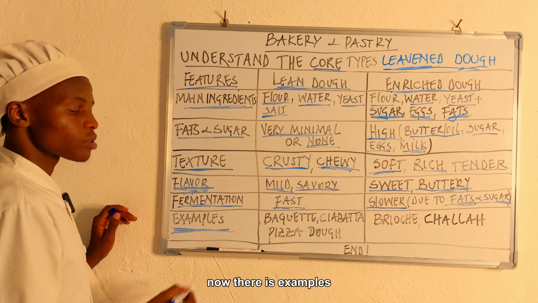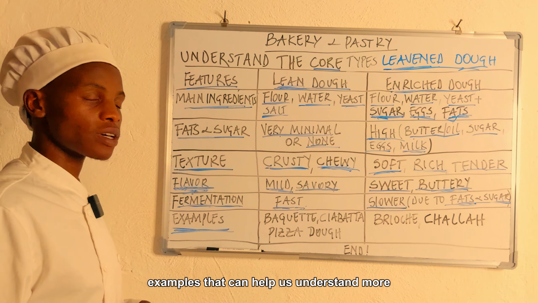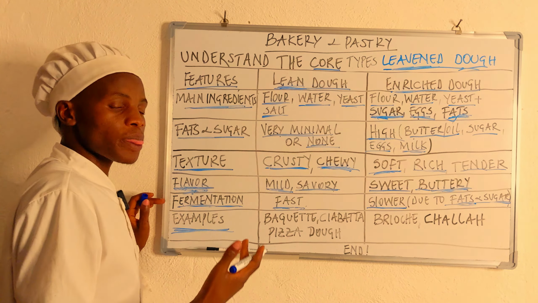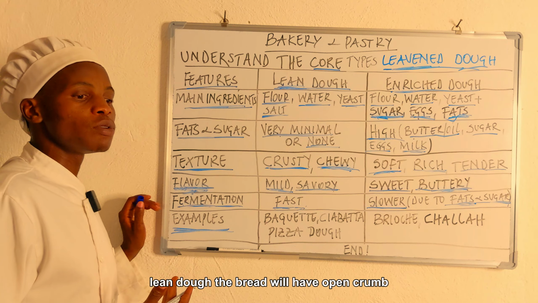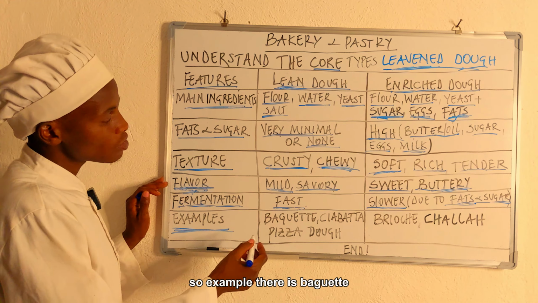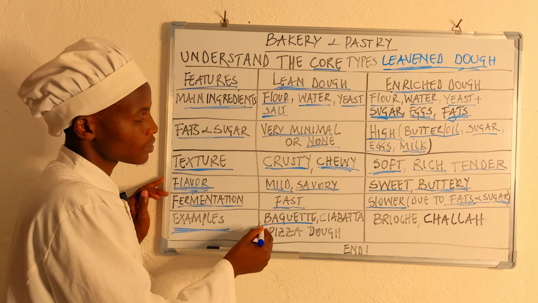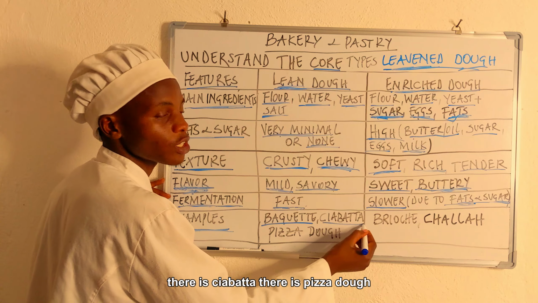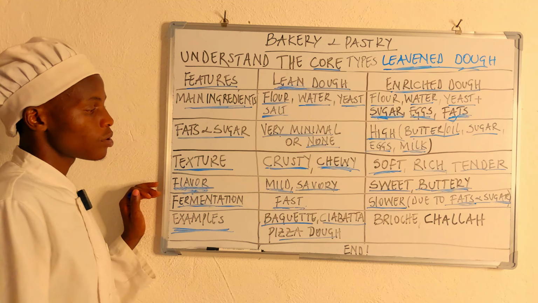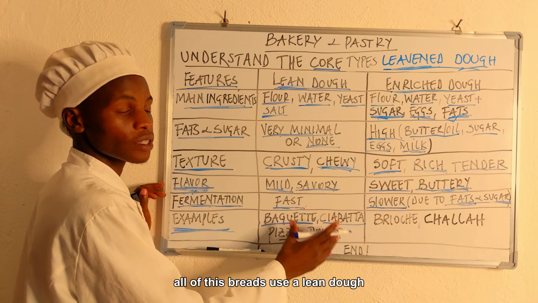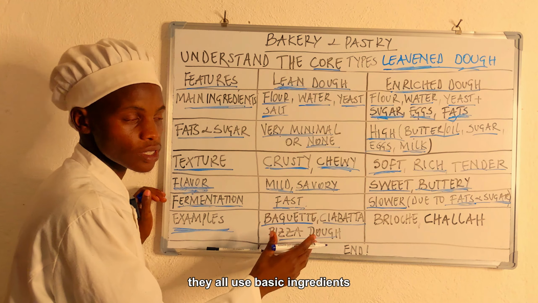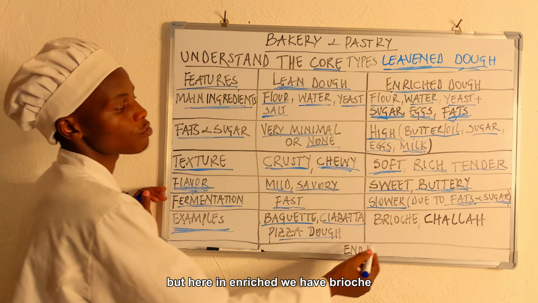Now there are examples that can help us understand more. As long as you have produced bread using lean dough, the bread will have an open crumb, a very open crumb. Examples are baguette, ciabatta, and pizza dough. All of this bread uses lean dough. They all use basic ingredients. But in enriched dough, we have brioche.